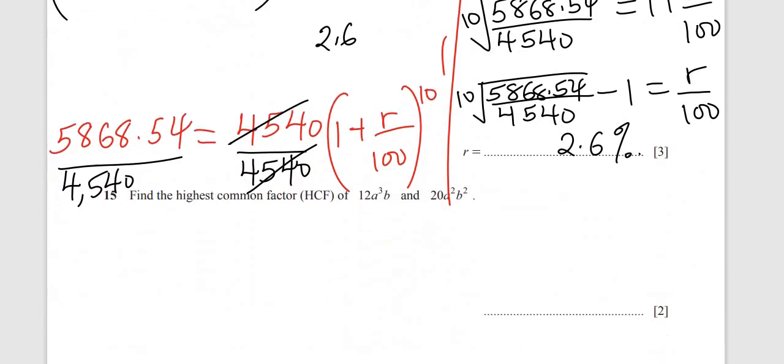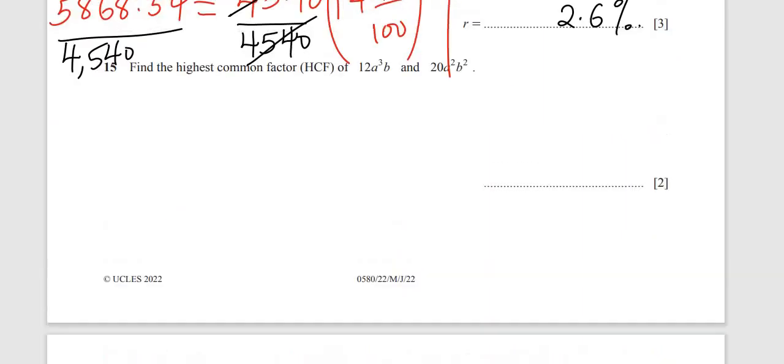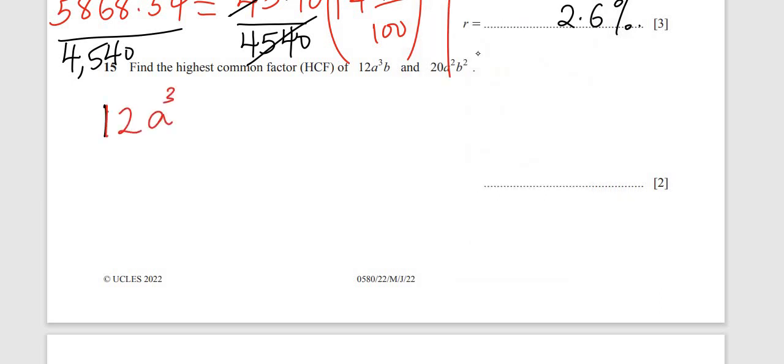So let's move on to question number 15. Find the highest common factor, HCF, of 12a cubed b and 20a squared b squared. So let's start with the numbers 12 and 20.